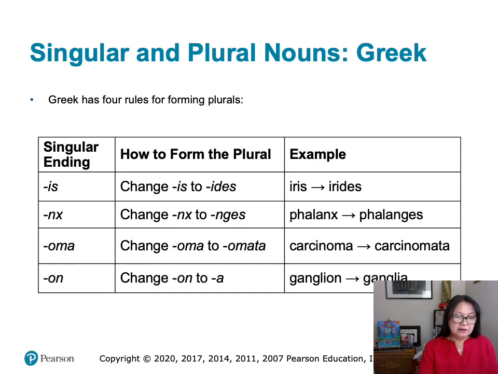When a Greek singular noun ends in OMA, form the plural by changing the OMA to OMATA. An example is the word carcinoma, whose plural is carcinomata. Finally, when a Greek singular noun ends in ON, form the plural by changing the ON to an A. The plural of ganglion would be ganglia.